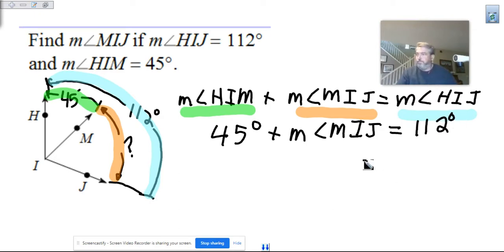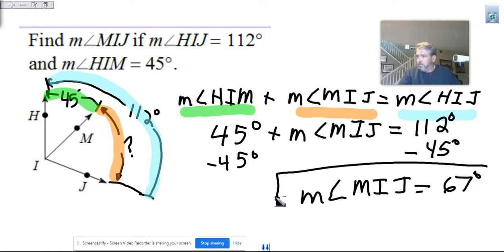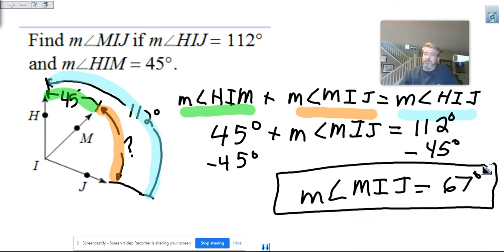Okay. So if I subtract 45 from both sides of the equal sign, sorry for my sloppy writing. It'd be pretty easy. The measure of angle MIJ equals 67 degrees. Okay? That's an example of an angle addition problem.